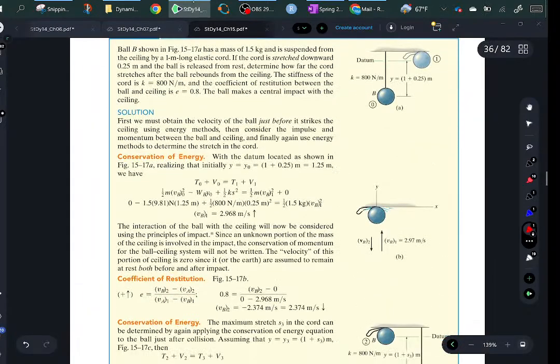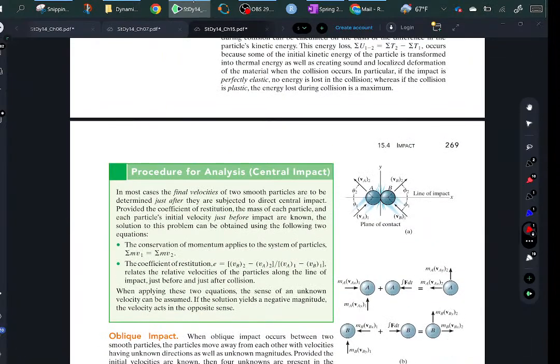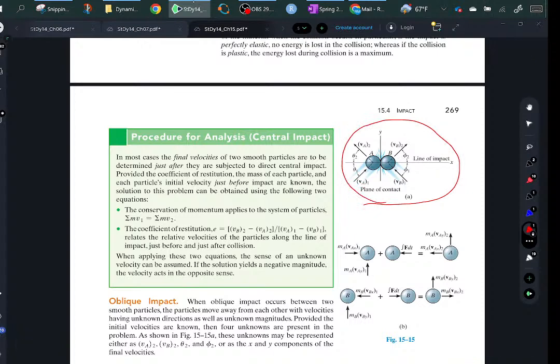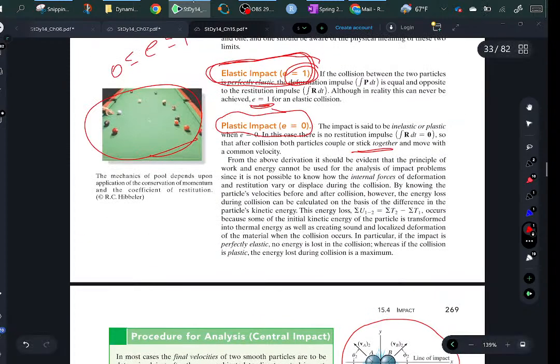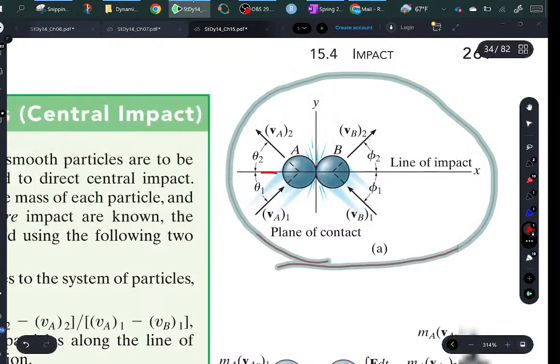So I think I'll call it quits here for right now. And we'll come back to this, because the only thing we've got left in this whole section is the fact that you can have oblique impacts that are not along a line. This occurs a lot on the pool table. That's the whole point of the pool table. And it turns out there's a line of impact in those particular cases. There's a line in which the impact occurs, and there's a plane in which the contact occurs.